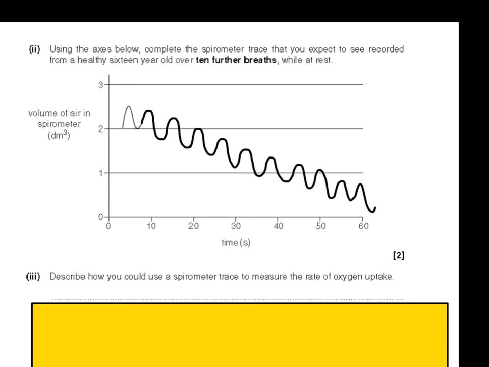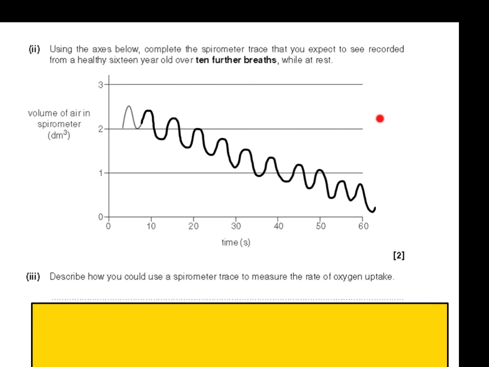What I couldn't understand is why people left this question blank. I mean, you could just have a guess, just draw a shape. Use the axes below, complete the spirometer trace that you'd expect to see recorded from a healthy 16-year-old over 10 further breaths. So they're clearly trying to make an effort here to say this person has no health problems, no emphysema, nothing like that. Over 10 breaths. So this is 1 breath, you've got to draw 10 more.